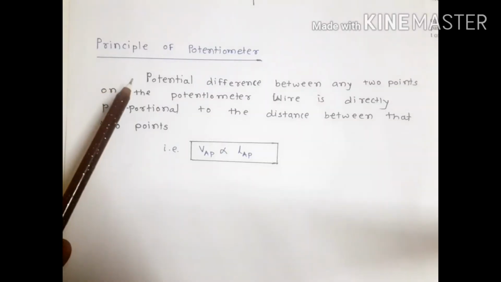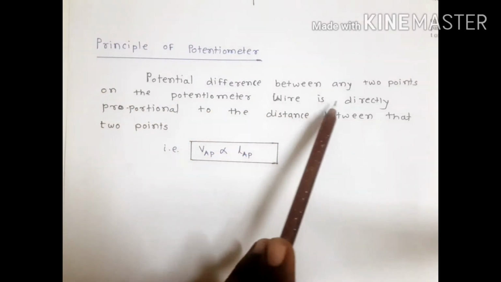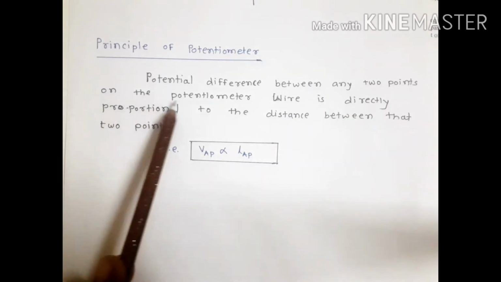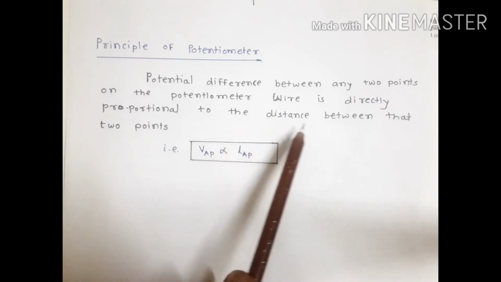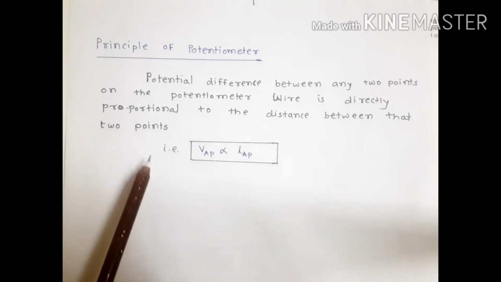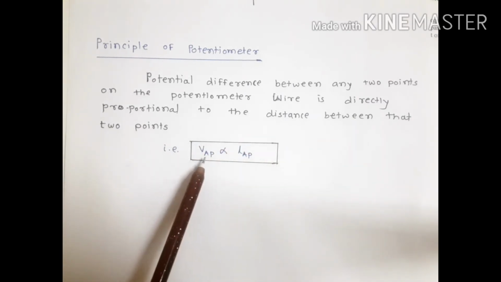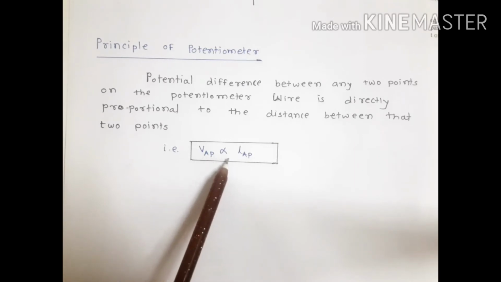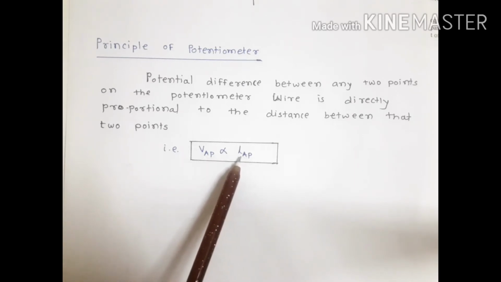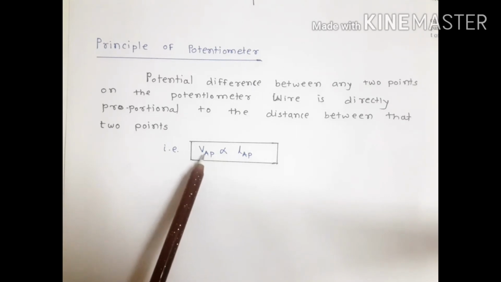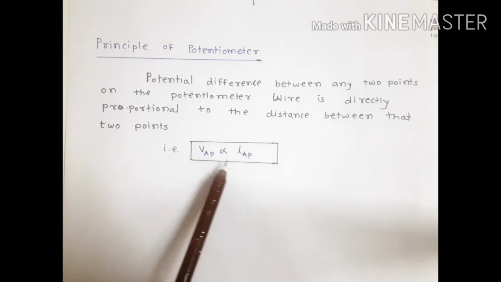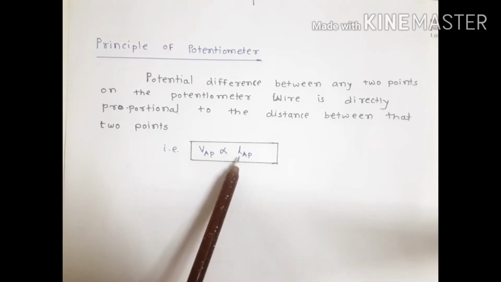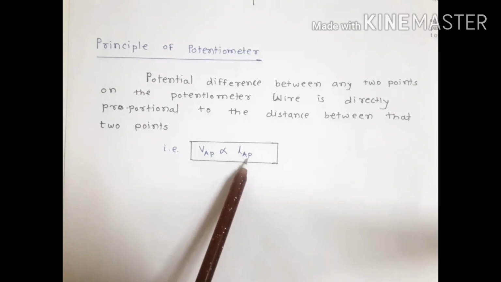The principle of potentiometer: the potential difference between any 2 points on the potentiometer wire is directly proportional to the distance between those 2 points. That is, VAP is directly proportional to LAP. Here VAP is the potential difference across point A and point P on the potentiometer wire, and LAP is the distance between point A and point P.